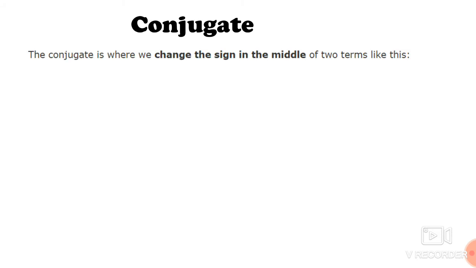Now the new concept which we are going to learn is conjugate. The conjugate is where we change the sign in the middle of two terms like this. If we have 3x plus 1 and we want to find its conjugate, simply this plus sign will be converted into minus sign, and this expression 3x minus 1 is called the conjugate of 3x plus 1.